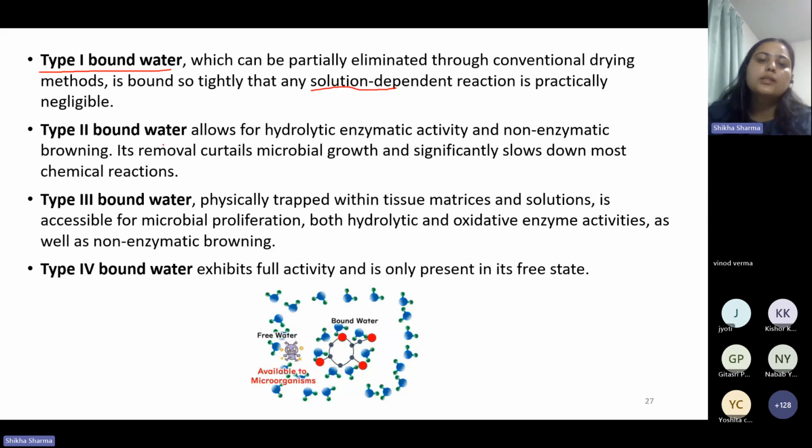Type 2 bound water is the next one, which allows hydrolytic enzyme activity and non-enzymatic browning reactions. It allows these, but microorganisms cannot grow in it. Also, the chemical reactions will be very slow. It will not support them.